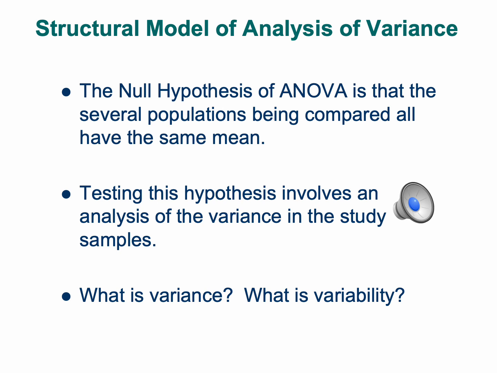The null hypothesis of ANOVA is that the several populations being compared all have the same mean. And that's the same hypothesis that was tested before, if they have the same mean. That's the null hypothesis. Now, testing this hypothesis that they have the same mean involves analyzing the variance in the study samples and understanding what variance is. So you should think to yourself, ponder, what is variance? What is variability in a study?